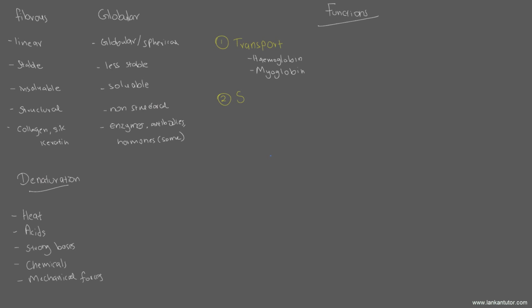And you're going to have to remember the stuff I said before as well. That's how exams go. They expect you to memorize everything. The first thing is transport. For example, take hemoglobin and myoglobin. Hemoglobin transports oxygen and carbon dioxide in blood. Myoglobin transports oxygen in muscles. Now you need to remember that myo means muscle.